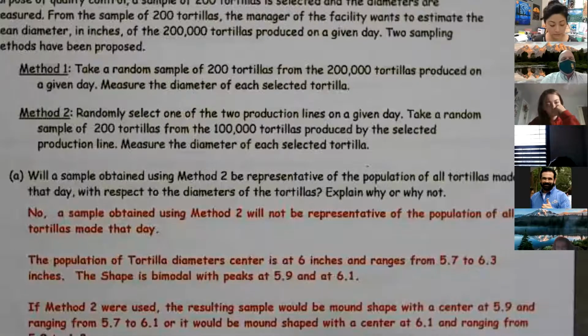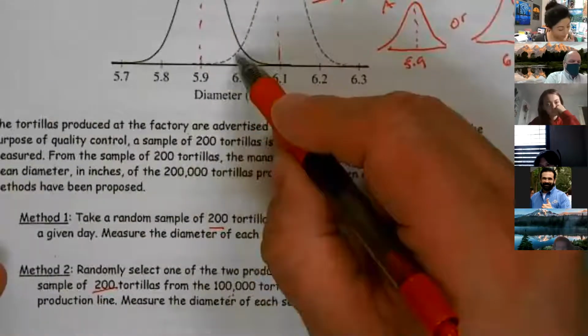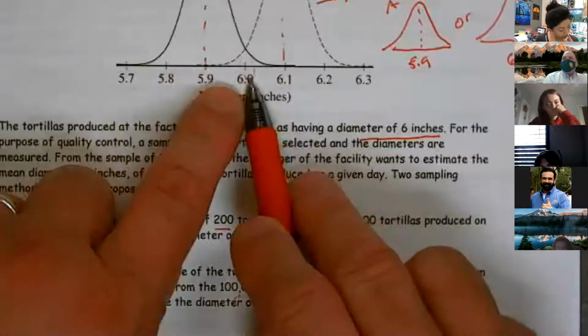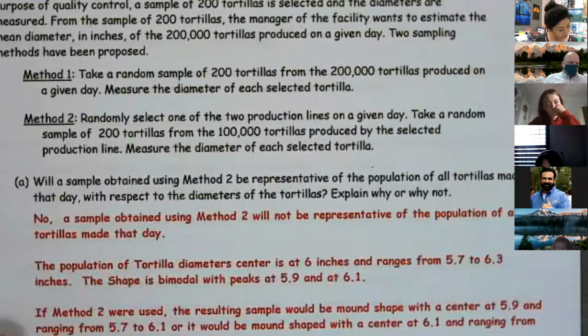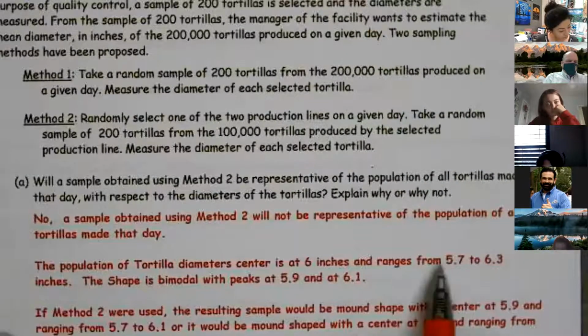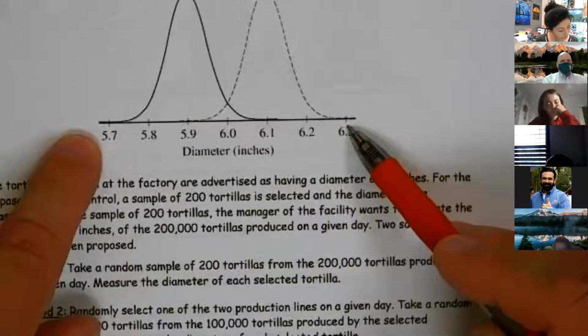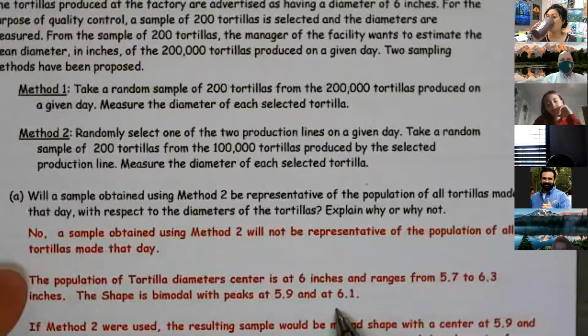So the population of tortilla diameter is centered at 6 inches. And you're like, well, how did you say it was 6? Oh, the population is at 6. This one's at 5.9, this is 6.1, but the average of the entire population will be right in the center at 6. And it ranges from 5.7 to 6.3. And you're like, how do you know that? Well, that's about where it went, from 5.7 to 6.3. And the shape is bimodal with peaks at 5.9 and 6.1. Well, that's the population.